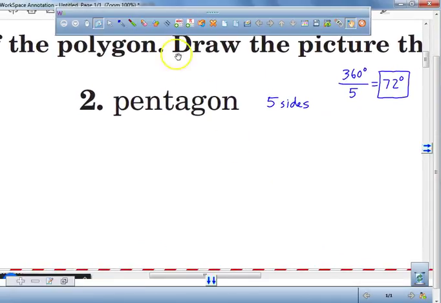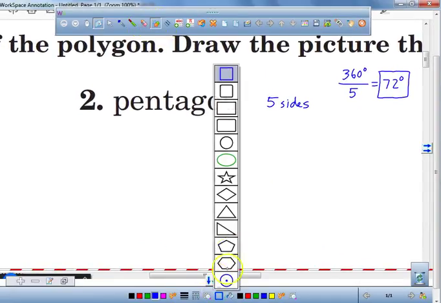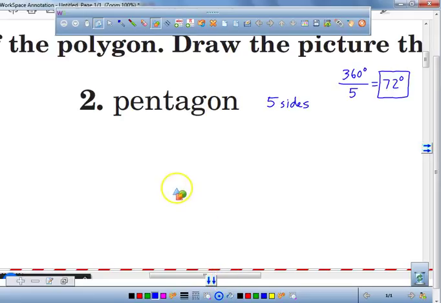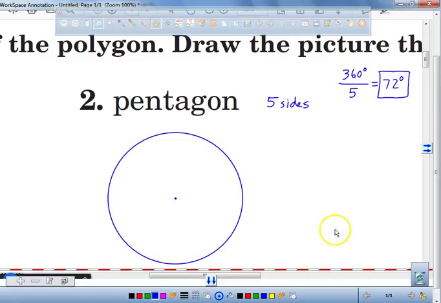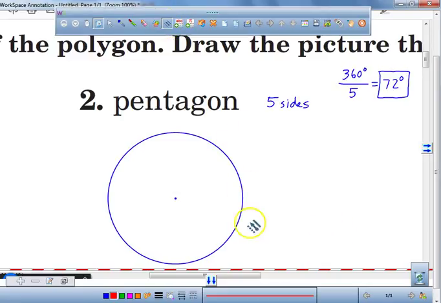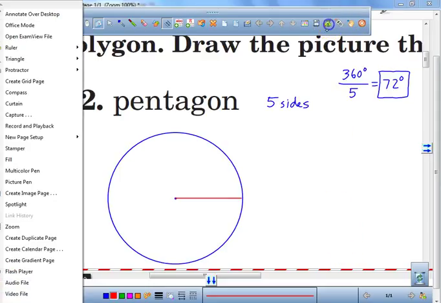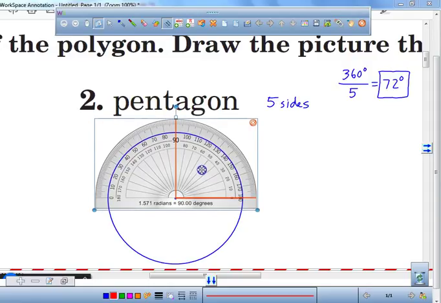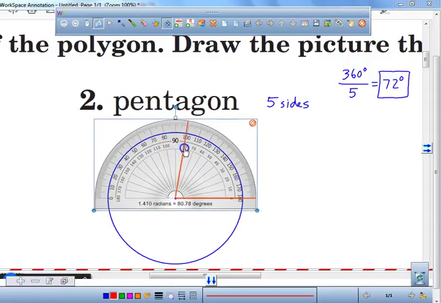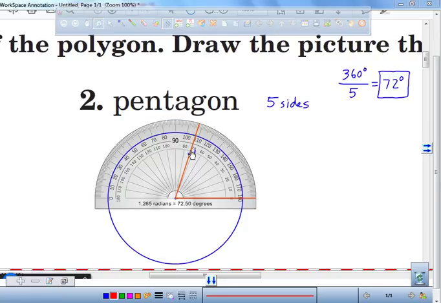So here we go. Just do your best. Now, if you have a compass and a protractor handy, that would be great. Some people don't. So we're going to start with the circle right there. The very first thing I'm going to do is draw in a radius right there. Now, from there, I'm going to get my protractor out, and from right there, I am going to make a 72-degree angle to the best of my ability.